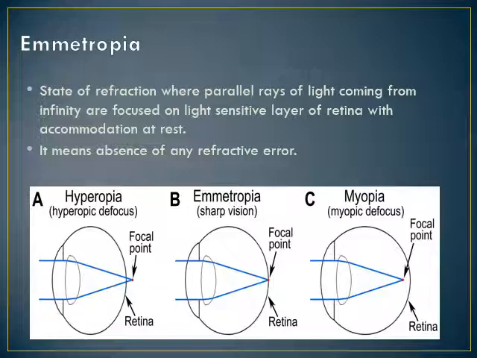In this diagram we can see various types of refractive error and emmetropia. In emmetropia, diagram B, the image is focused on the retina. In case of hypermetropia, the image is focused behind the retina, and in case of myopia, the image is focused in front of the retina.